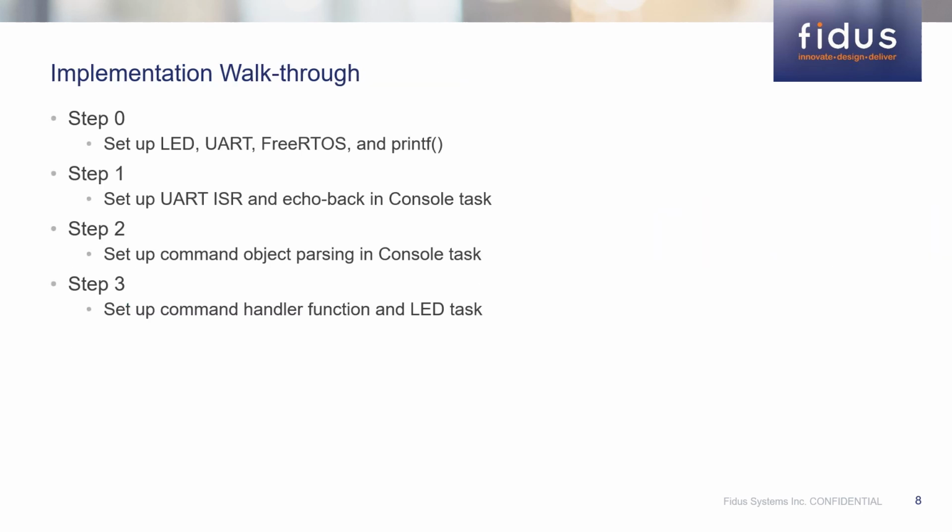For the implementation walkthrough, we'll do it in a step-by-step fashion. The first step is to set up LED, UART, FreeRTOS, and printf. It's like a sanity test to make sure that the demo board we're going to use is functional. The second step is to set up the UART ISR as a deserializer and add a console task with a simple echo back functionality. After that, we will set up command object parsing in the console task. Finally, we will set up the command handler functionality in the console task and an LED task responsible for turning our LED on, off, or toggling it.